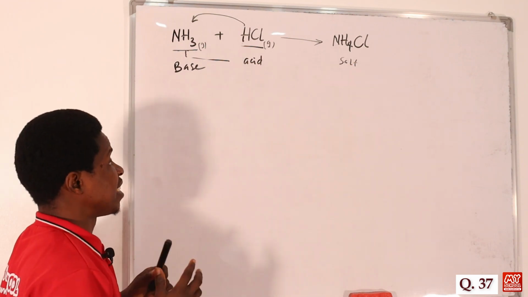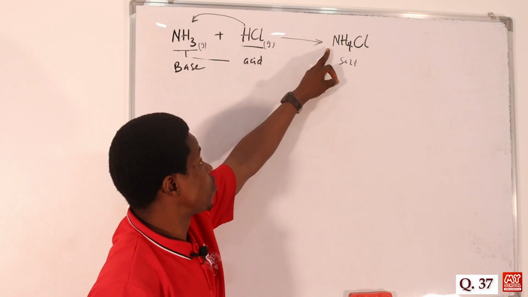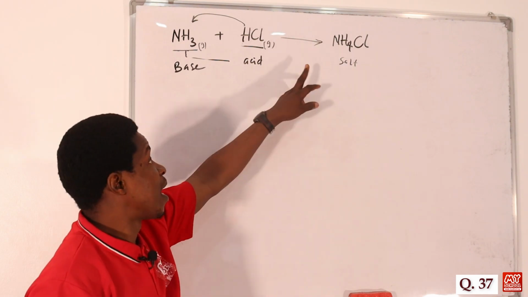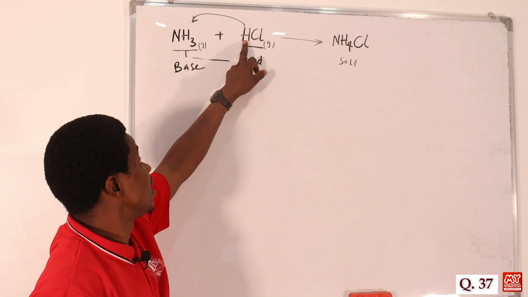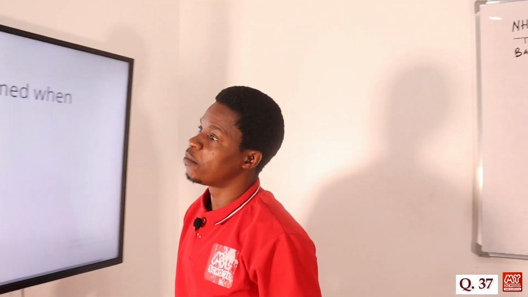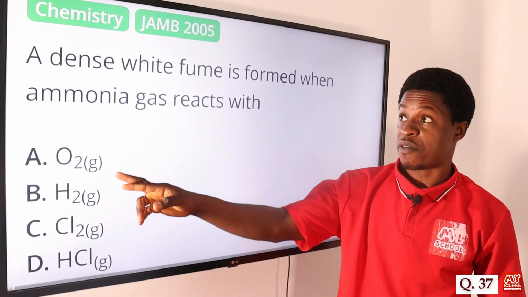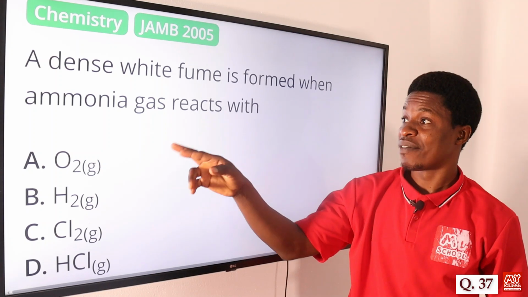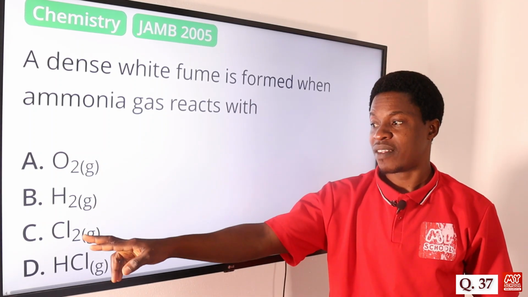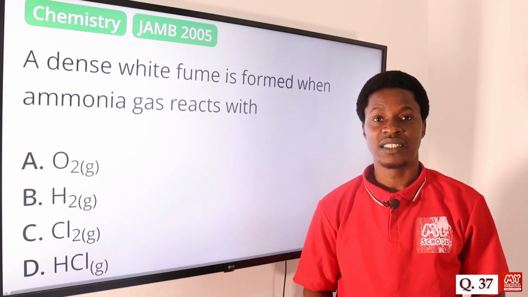That is a form of neutralization reaction. So the presence of white fumes is what shows that ammonium chloride has actually been formed. The white fume is actually HCl reacting with that. So let's move on to the screen. A dense white fume is formed when ammonia gas reacts with, not oxygen, not hydrogen. Of course, if you react those, you are not going to have a salt that's going to have those white fumes. We have this, and then we have this. So the correct answer is option D, HCl.